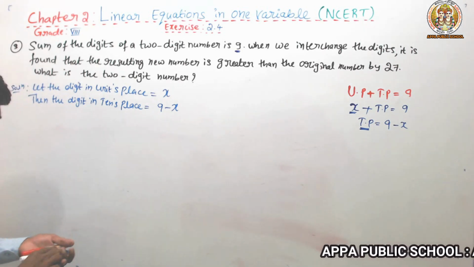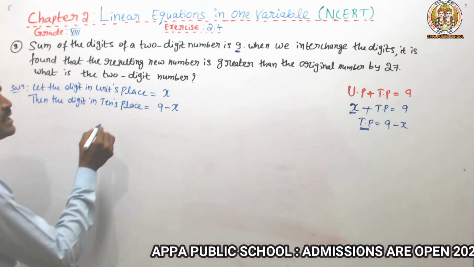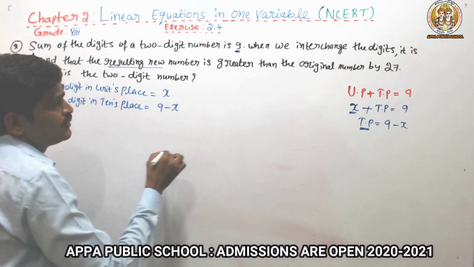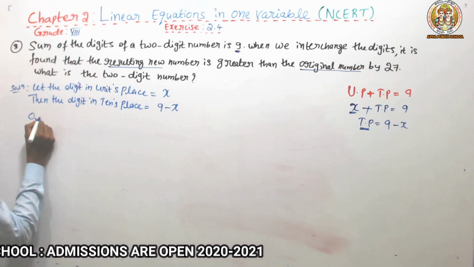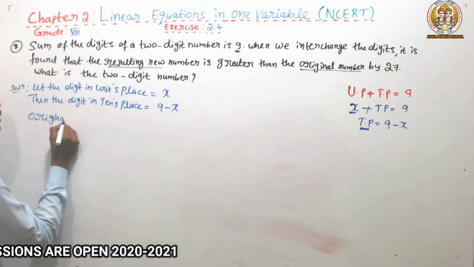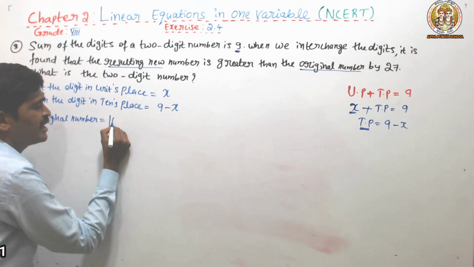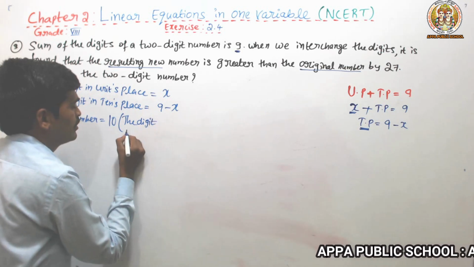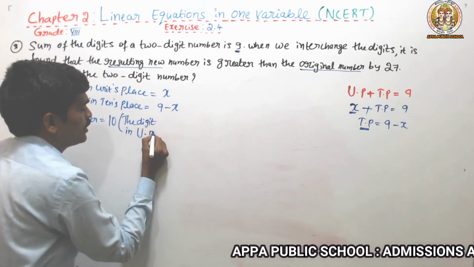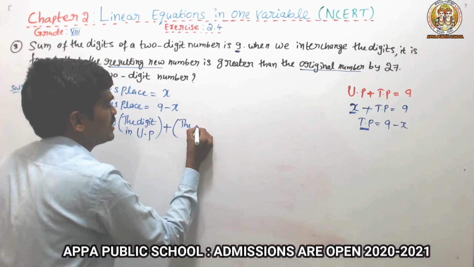Understood? So next, there are two numbers they given. One is the resulting number, one is the original number. Original number is equal to 10 into the digit in UP, UP means unit place, plus the digit in TP.